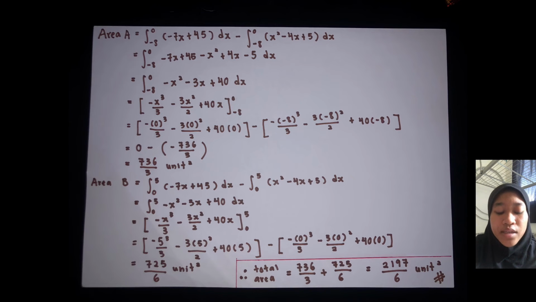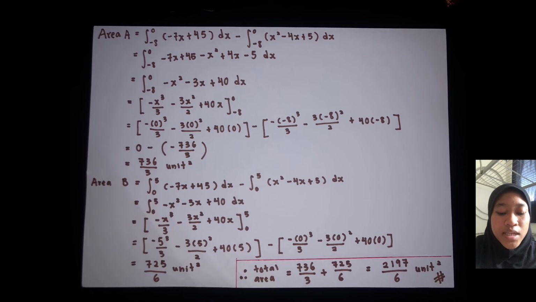So for area B, integral of 0 to 5 of negative 7x plus 45 dx minus integral of 0 to 5 of x squared minus 4x plus 5 dx is the same as area A, but the difference is the numbers in the integral. So integral 0 to 5 of negative x squared minus 3x plus 40 dx, when we integrate it, it will become negative x cubed over 3 minus 3x squared over 2 plus 40x in bracket 0 and 5.